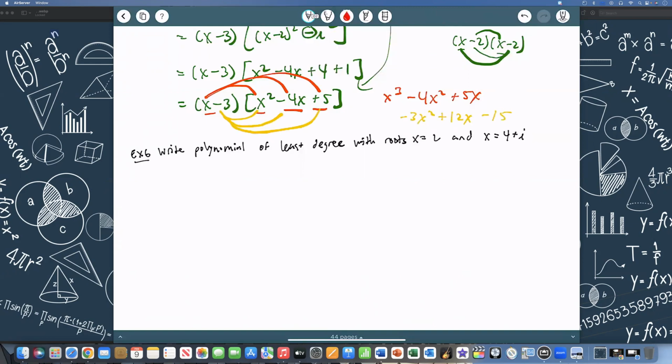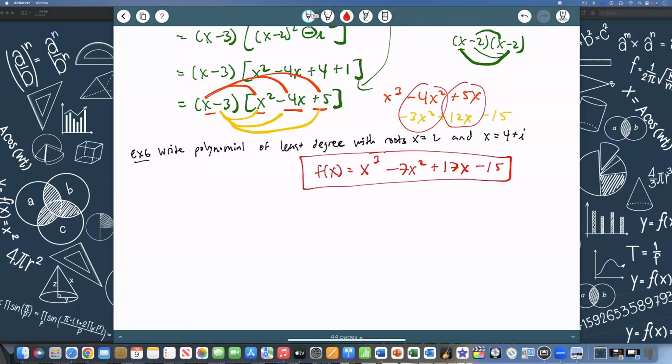Okay, so we can combine our like terms. So this gives me negative 7x squared. 5x and 12x gives me 17x. Okay, and then the negative 15, nothing to combine with, and the x cubed in front there, nothing to combine with, and we'll label this f of x as well. So my final equation should be there.